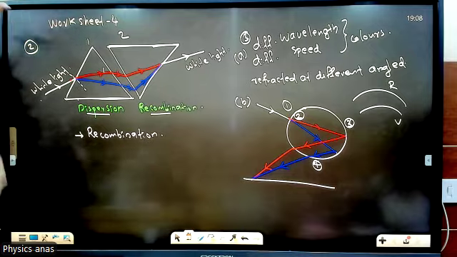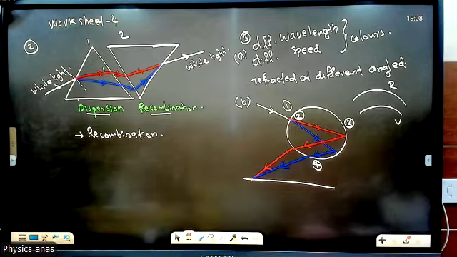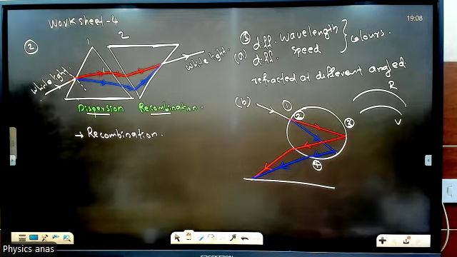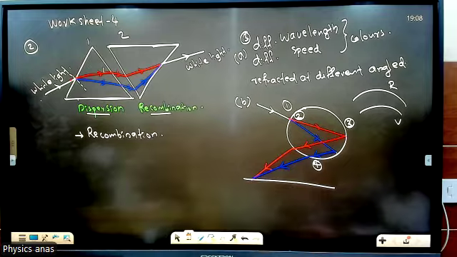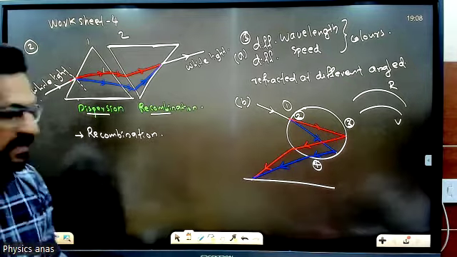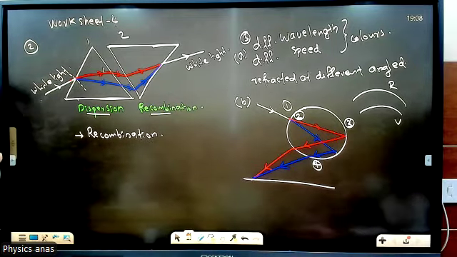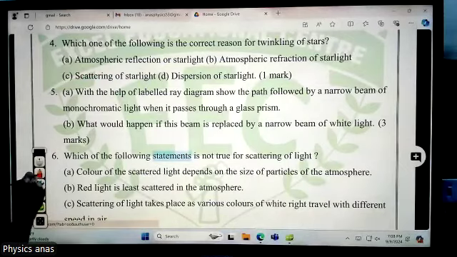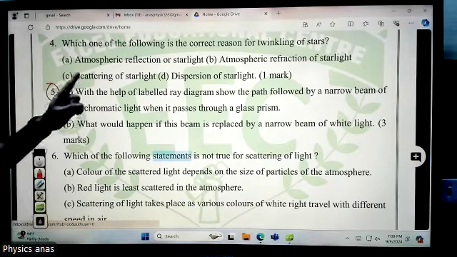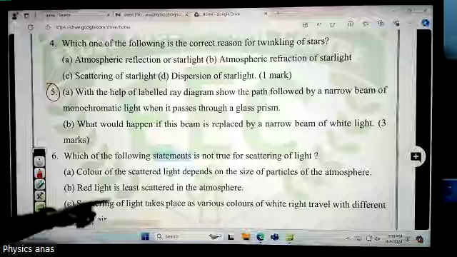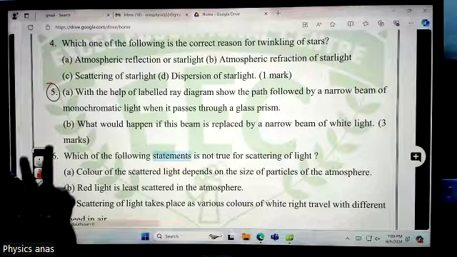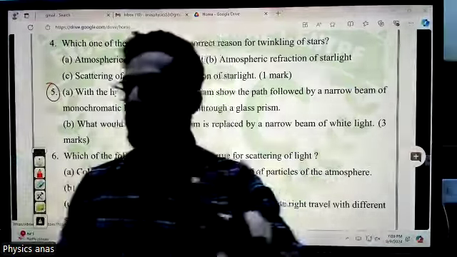Is this the diagram you are going to show in your answer? This is not. Why? I will show the question once more. The answer to my question lies in the question itself. With the help of a labeled ray diagram, the path followed by a narrow beam of monochromatic light when it passes through a glass prism. You have two diagrams for the refraction of a prism, right?